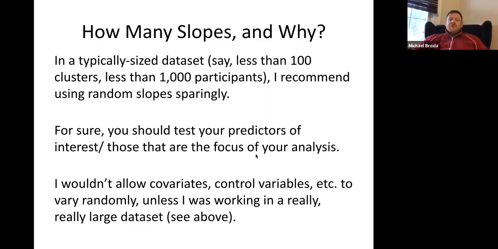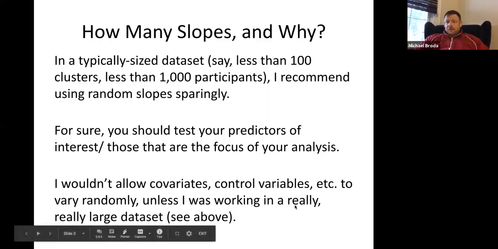For example, we have a sample from the High School and Beyond data set, where the full data set is like 20,000 kids and hundreds of schools. That's a data set where you can make pretty much everything random if you want. And it'll be sufficiently powered to find significant random variation if it exists. So if you're working with one of those big longitudinal data sets, then absolutely. But if it's something more reasonably sized, then I would say use sparingly. All right.